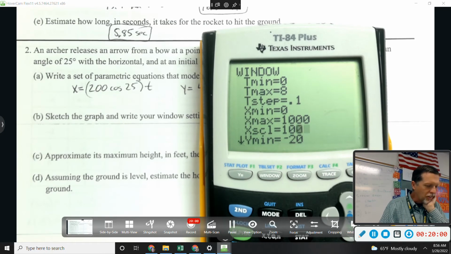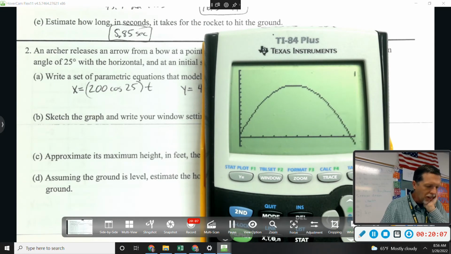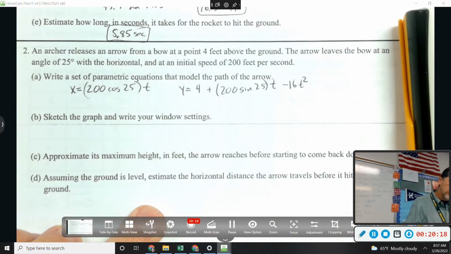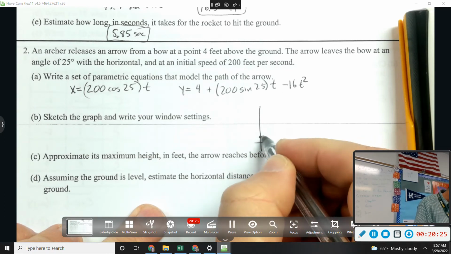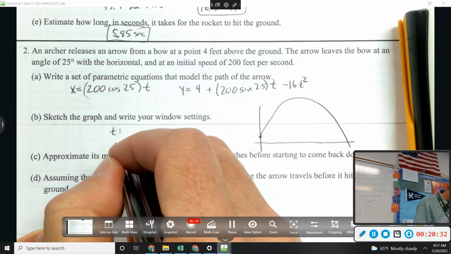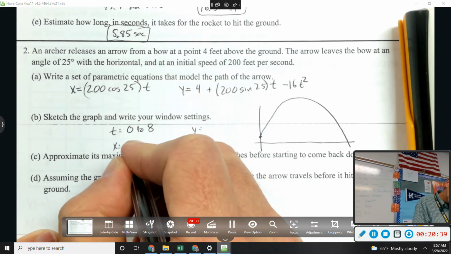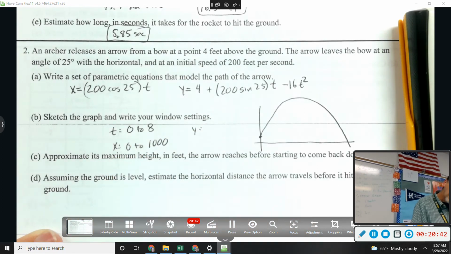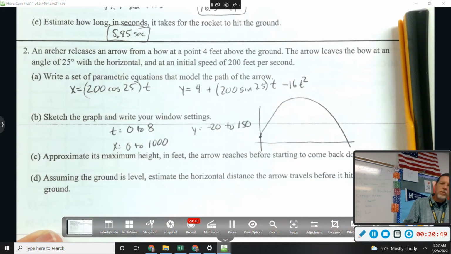And then I'm going to change my X scale just so I don't have a ton of hash marks down there. Okay, that looks good. And my Y values, that's fine. If you want to tweak it a little bit, you can, but I think it's fine. Be careful when you draw it. It started at a height of 4, so it did not start at the origin. So I still went 0 to 8 on time, 0 to 1,000 on X, and negative 20 to 150 on Y.